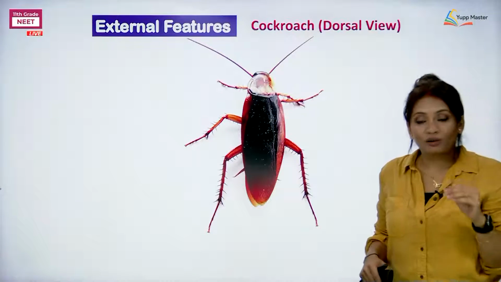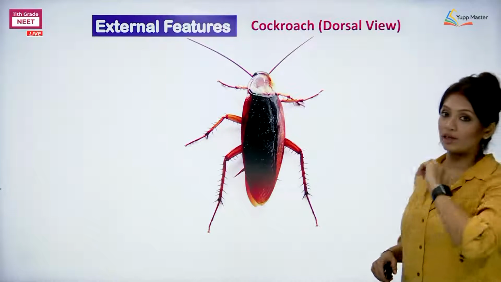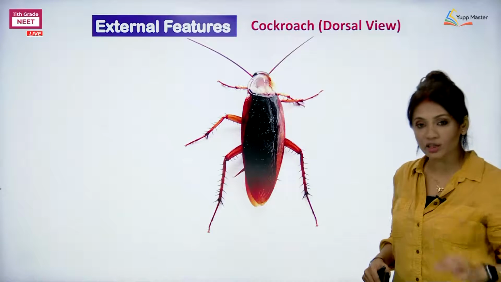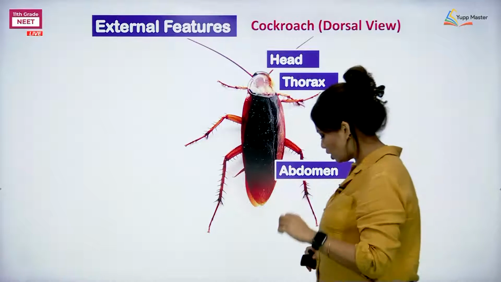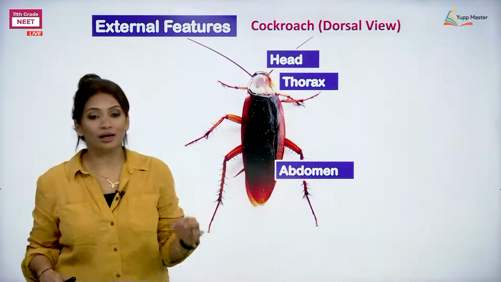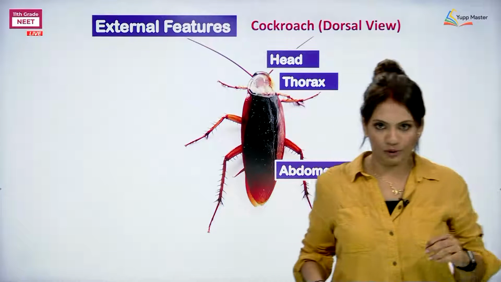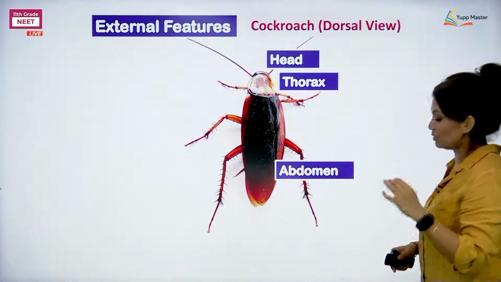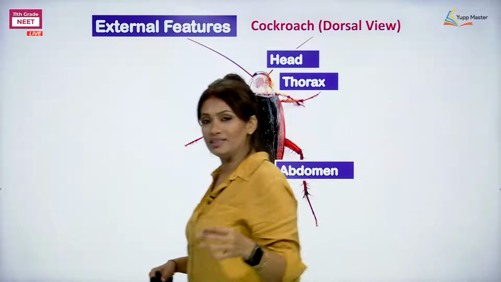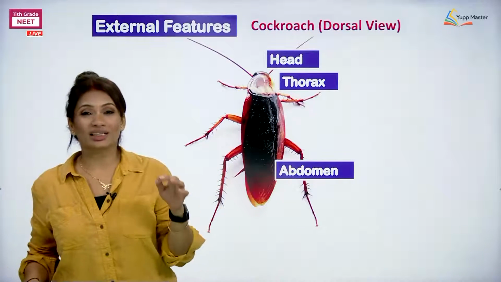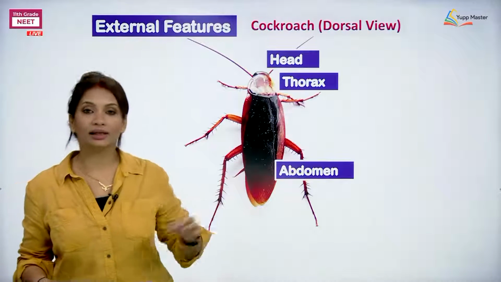Now when we talk about the dorsal view, what are the body structures that you're able to see? First we're able to see the head. Second segment of the body is called the thorax, and the third segment of the body is called the abdomen. Now this is an insect which belongs to the phylum Arthropoda. And remember, here the body is made up of segments. So here we have the head, the thorax and the abdomen.